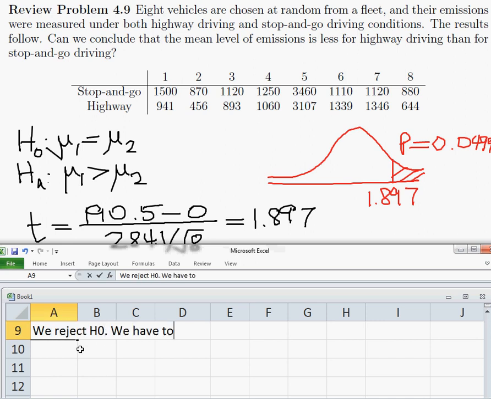We have reason to think that emissions are lower for highway driving. Now, of course, we don't have terrific reason to think this. The number is less than 0.05, and so we make this decision. However, certainly the professional statistician would report the exact value, the p-value, and then think about whether or not that is enough to cause a change in behavior of the company based on this sample.